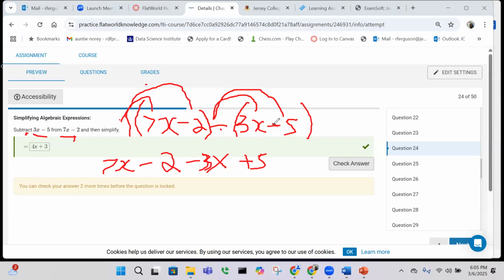I need the opposite of everything in the parentheses. So the opposite of positive 3x is negative 3x. The opposite of negative 5 is positive 5. That's what the negative outside says.